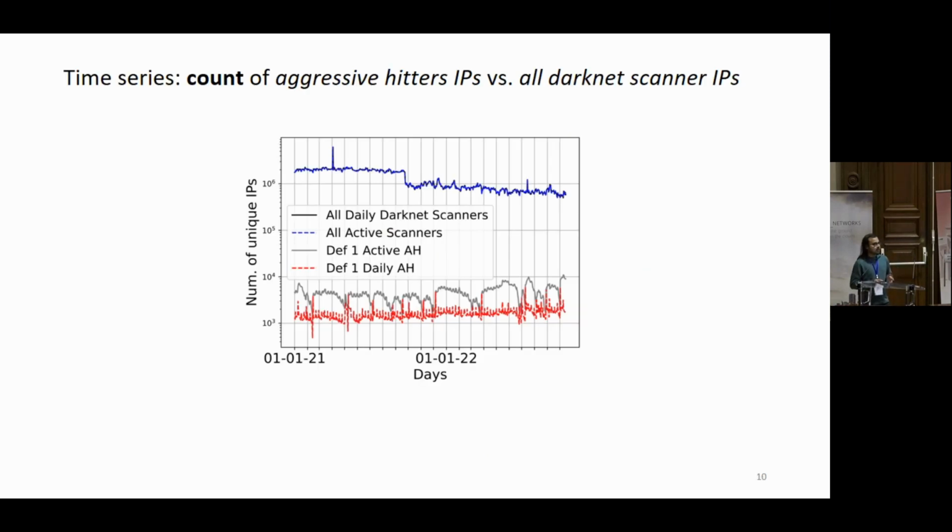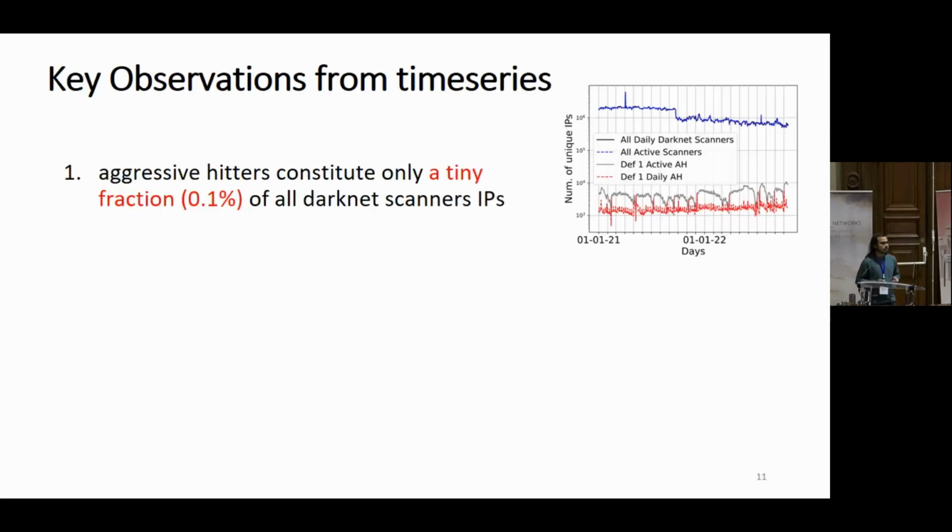First, we plotted a time series showing count of aggressive hitter IPs versus all the darknet scanner IPs. So in this figure, the gray and the red lines represent the daily count of aggressive hitter IPs, whereas the blue and the black lines represent daily count of all the darknet scanner IPs. The key observation from this figure is that aggressive hitters, which is represented by the gray and the red lines, constitute only a tiny fraction, about 0.1% of all the darknet scanner IPs. The second key observation is that the number of aggressive hitters is increasing with time.